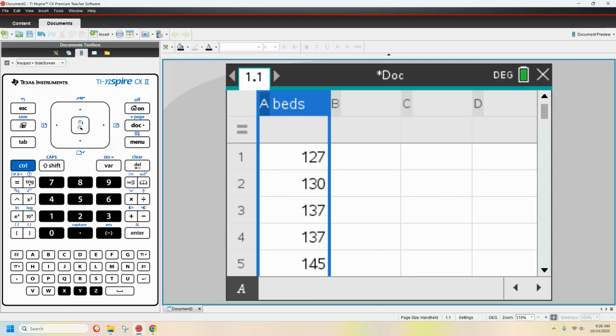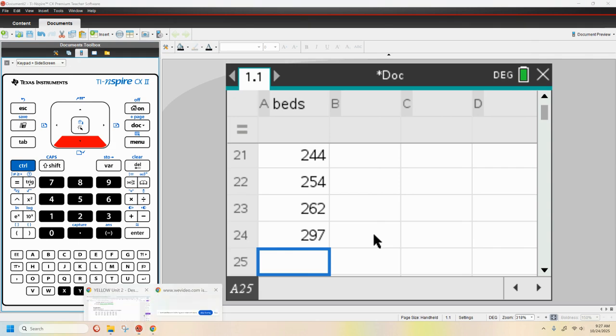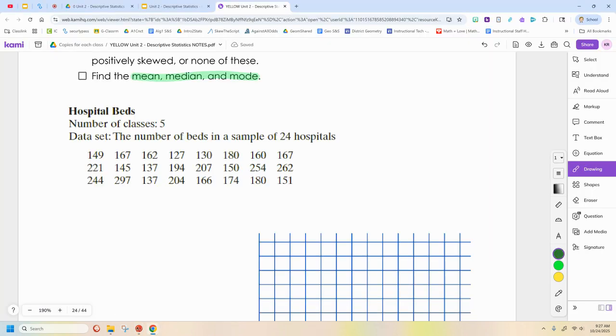Okay, so our smallest number is 127. What's our largest number? There we go, 297. So back on our paper, we need to figure out this at least before we go to our calculator and make our histogram. We want 5 classes. We just need to figure out the width. So remember, you take your max and you subtract your min. That was 127, right? And we're going to divide by 5.